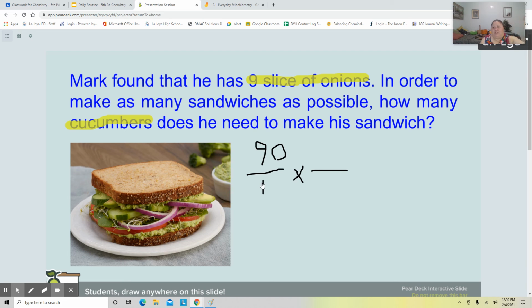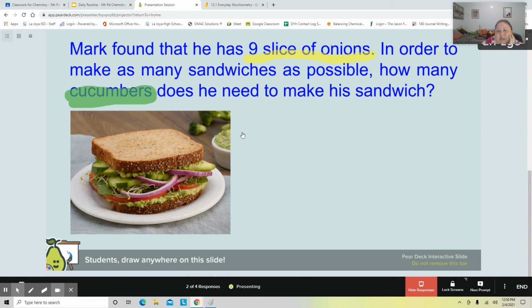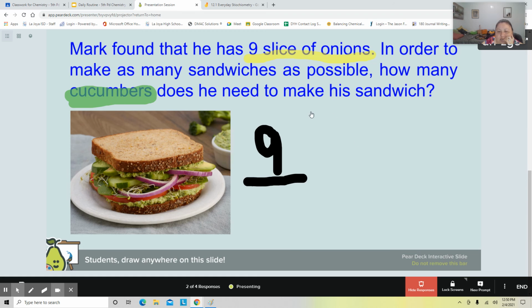Now we're going to go back to the last pair deck question and we're going to see how many onions and how many cucumbers were used. Did the other person do it? Okay, set up your problem. 9 onions over 1. Set up your problem. Okay, let's go back to pair deck. Are they done writing? Okay.